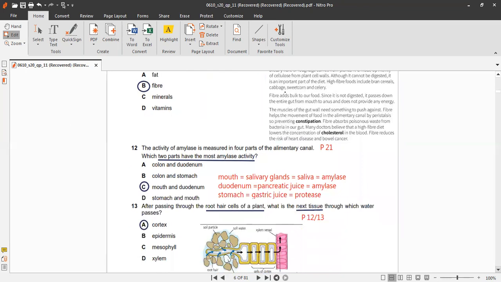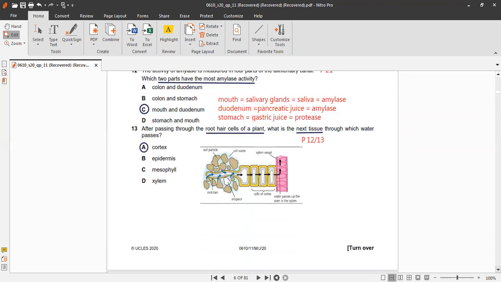The activity of amylase is measured in 4 parts of the alimentary canal. Which 2 parts have the most amylase activity? Yes, mouth and duodenum. Because inside the mouth, salivary glands produce saliva that contains amylase, and in the duodenum, pancreatic juice also contains amylase. But the stomach, gastric juice contains protease for protein.